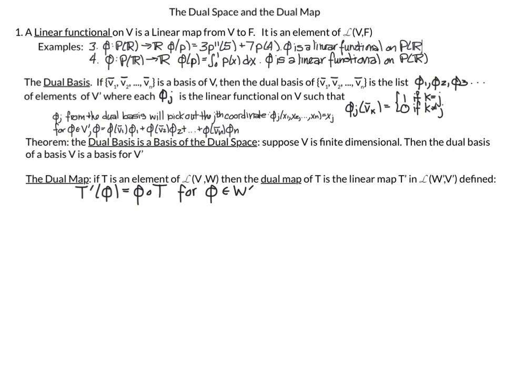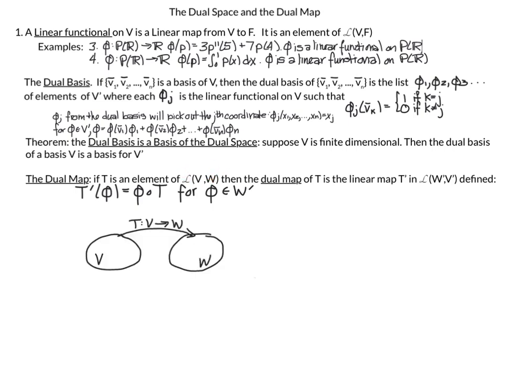Our next big topic is the dual map. So if T is an element of the set of linear maps from V to W, then the dual map of T, which we'll denote with T prime, is the linear map in the space from W prime to V prime, defined by T prime of phi is equal to phi composed with T, for phi in W prime. I find a picture really helpful in understanding what's going on here. So let's start by reading the definition again. If T is an element of the set of linear maps from V to W.